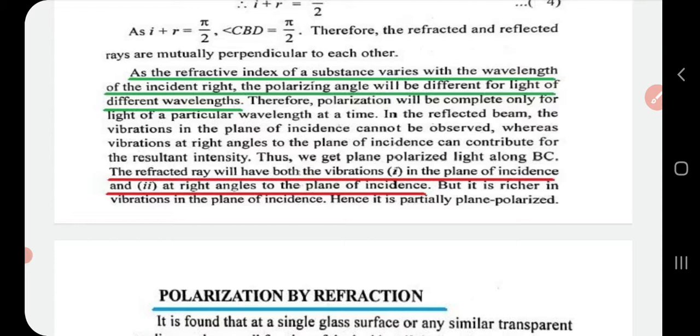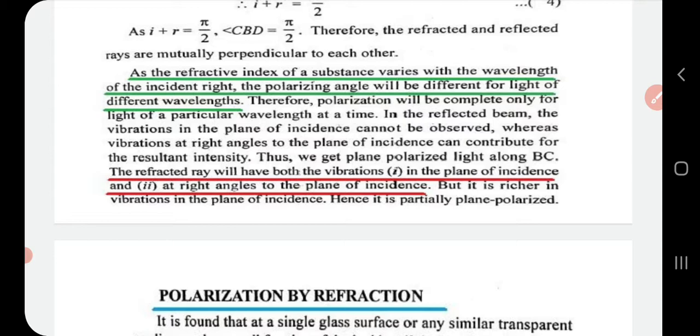Here in the figure, in the reflected beam, the vibrations that are parallel to the plane of incidence cannot be observed, whereas vibrations that are perpendicular to the plane of incidence actually contribute to the resultant intensity. So that is why we are getting plane polarized light along BC.